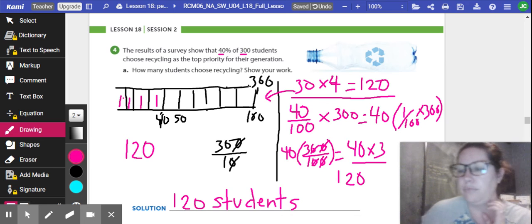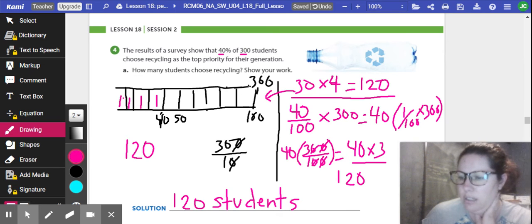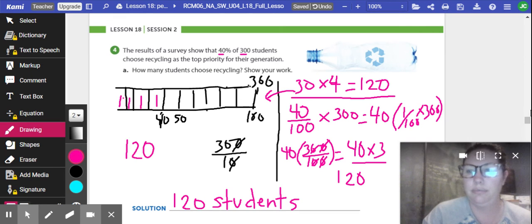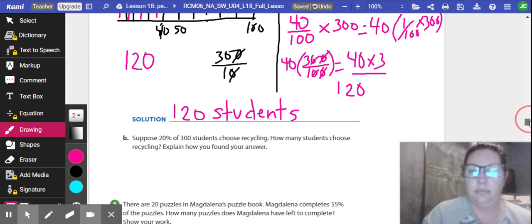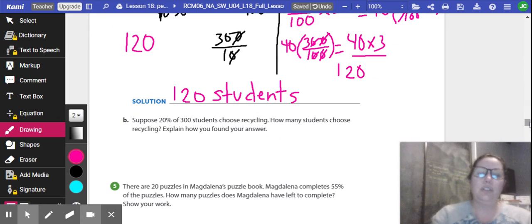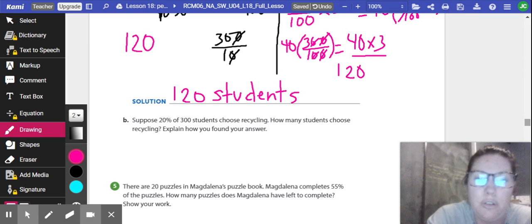Okay, so now let's look at part B, and then you'll do number 5 on your own. Okay, suppose 20% of 300 students choose recycling. How many students choose recycling?